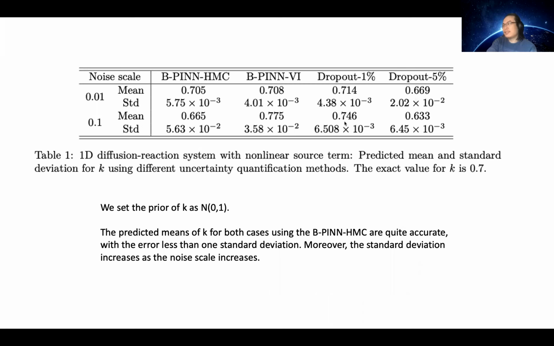I should say the other 3 are not quite as good. I mean, this one, variational inference, is not bad, but dropout totally doesn't work. So this one is best.